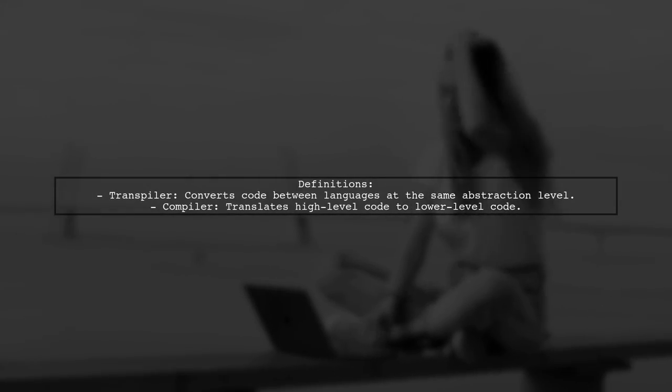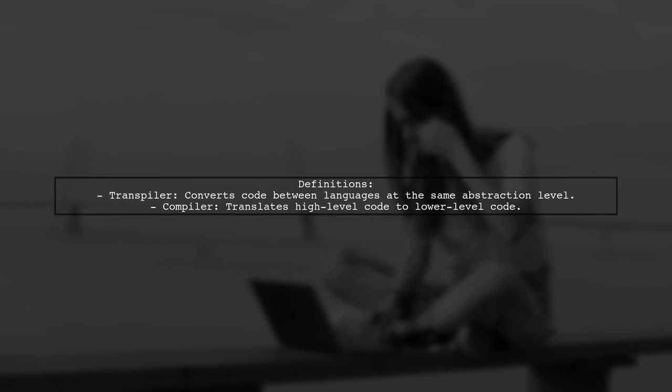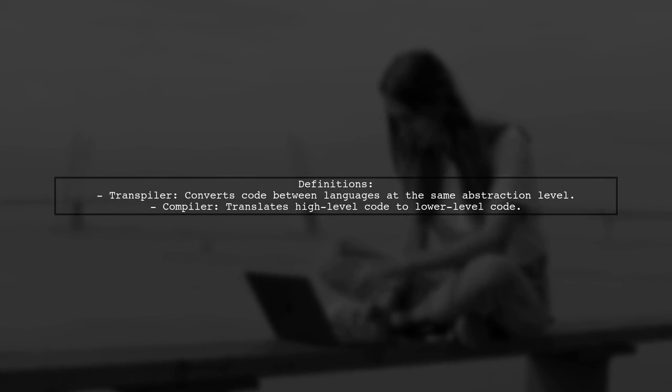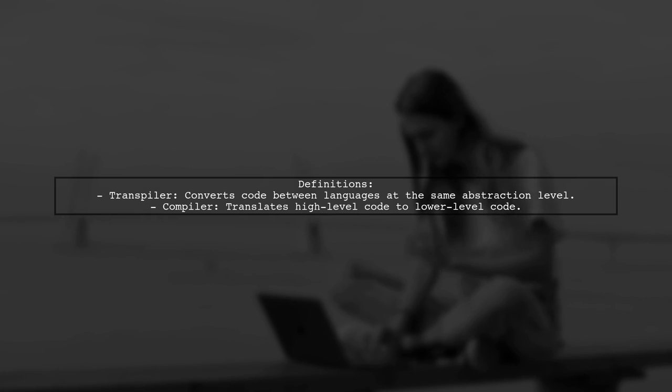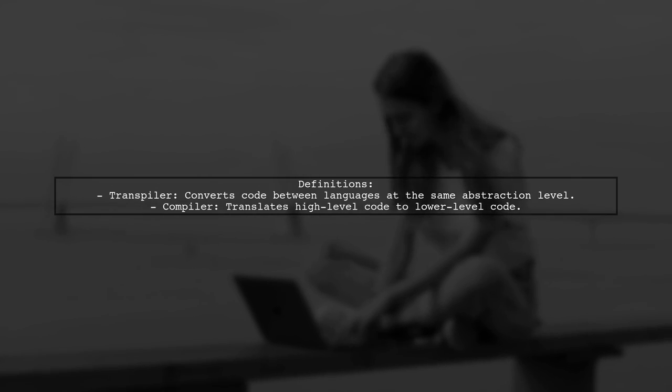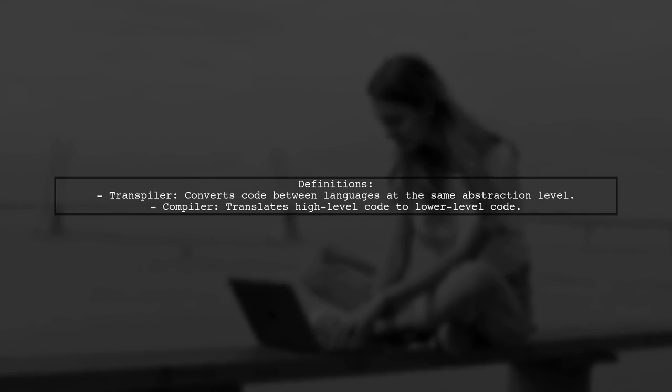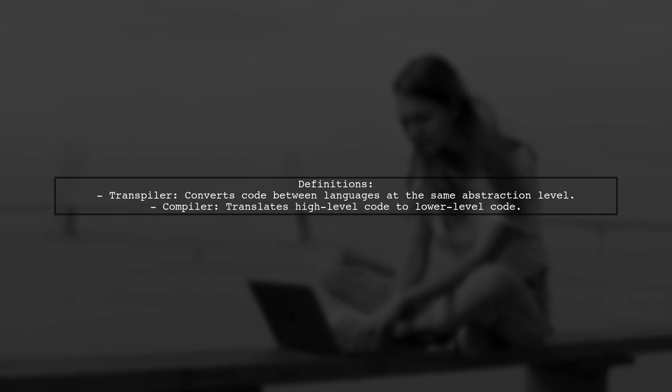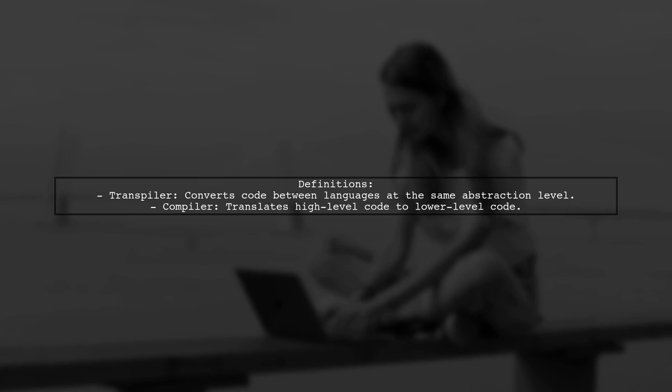Let's clarify the terms first. A transpiler is a type of compiler that converts source code from one language to another, typically at the same level of abstraction. In contrast, a compiler translates code from a high-level programming language to a lower-level language.